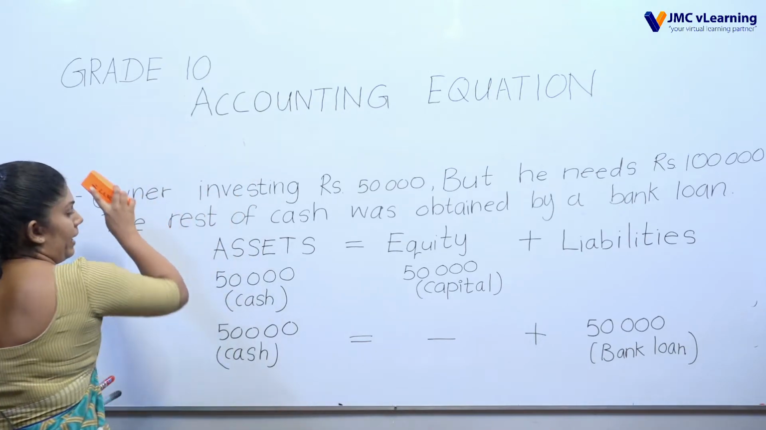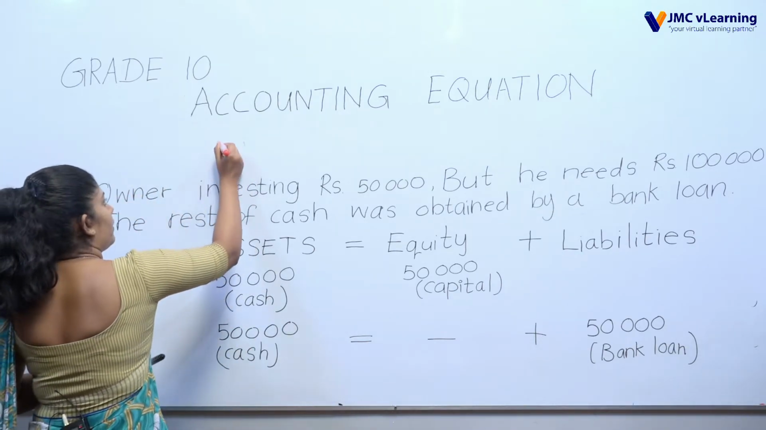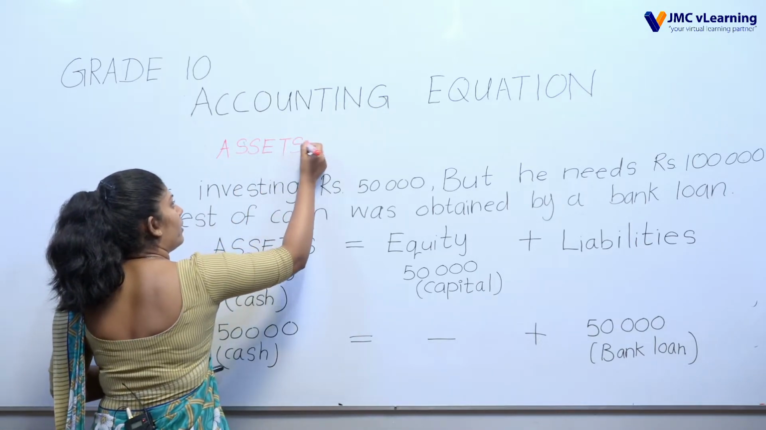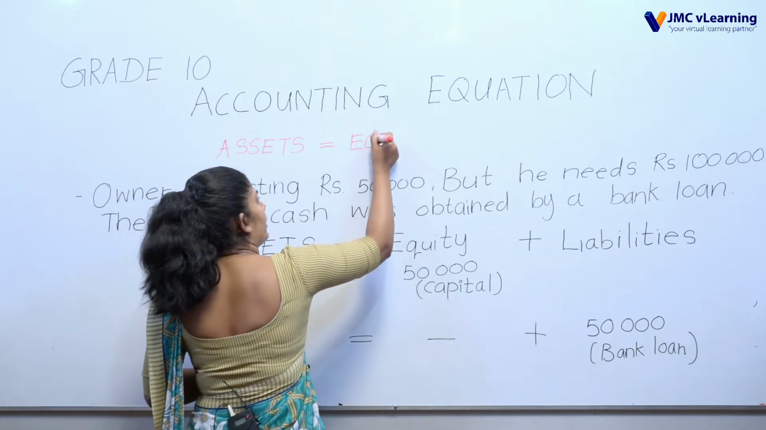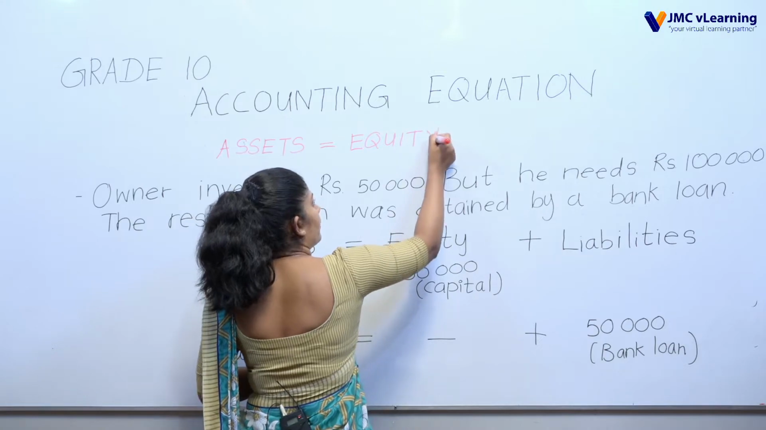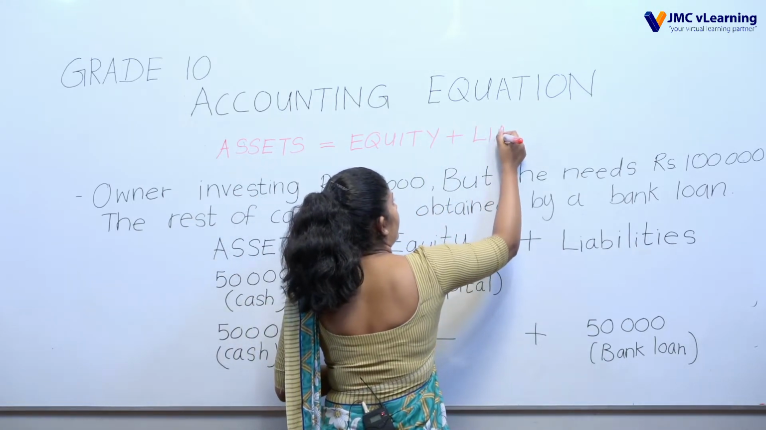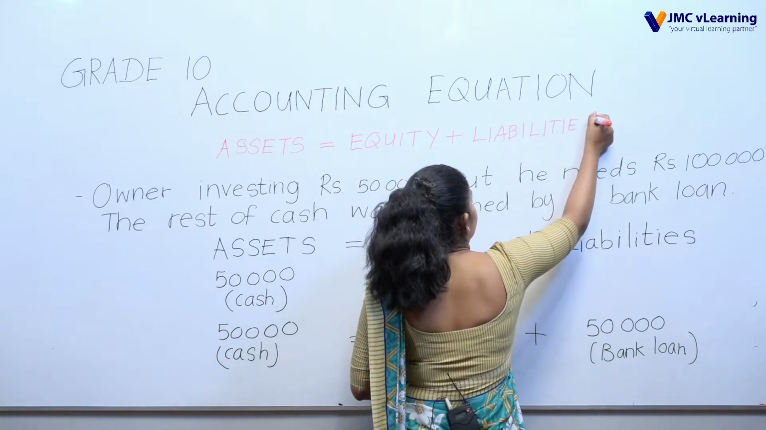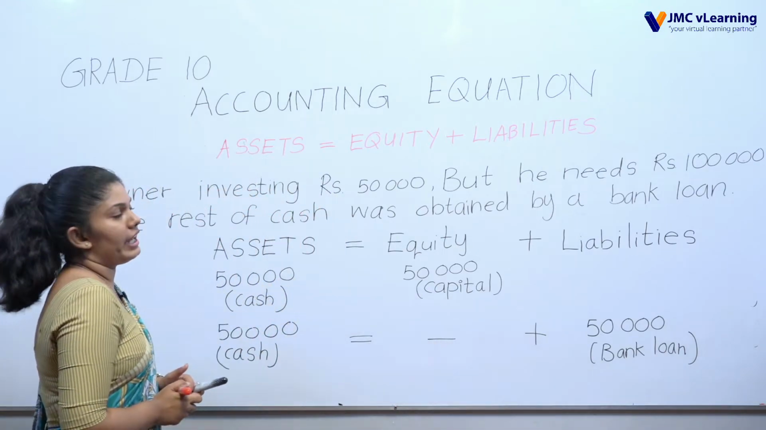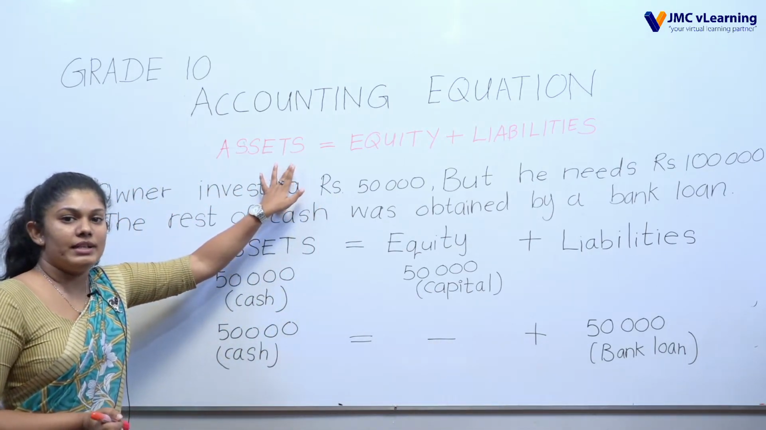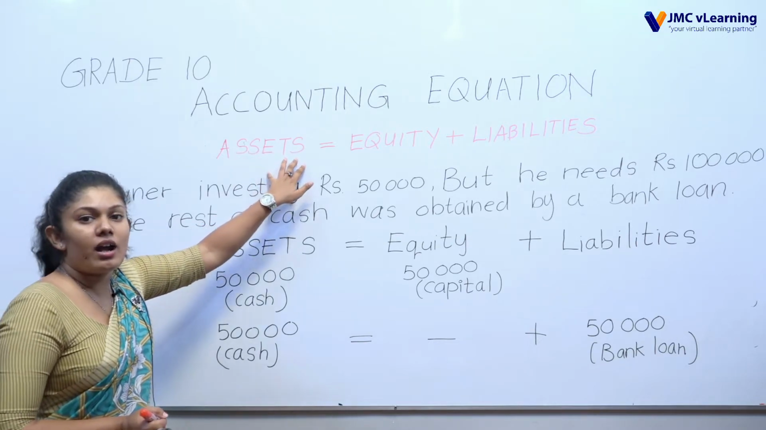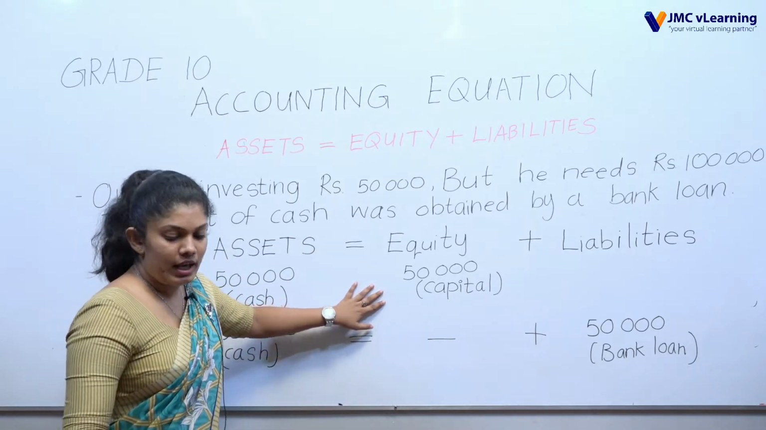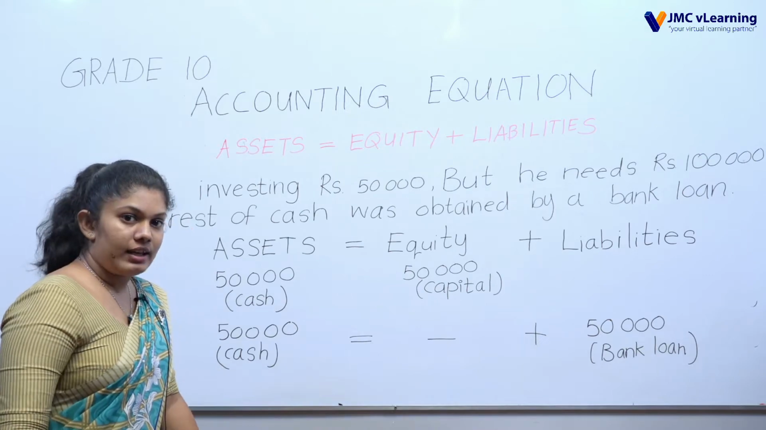now you already know that. What is it? Assets equal equity plus liabilities. Assets equal equity plus liabilities. This is the basic accounting equation. Now I proved it to you. Okay. Now after that, let's take an example.